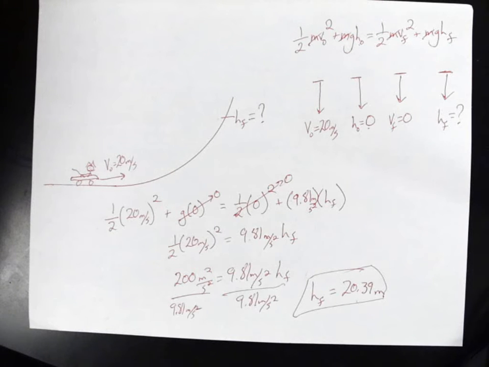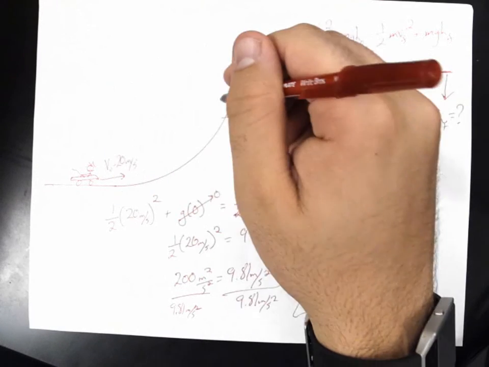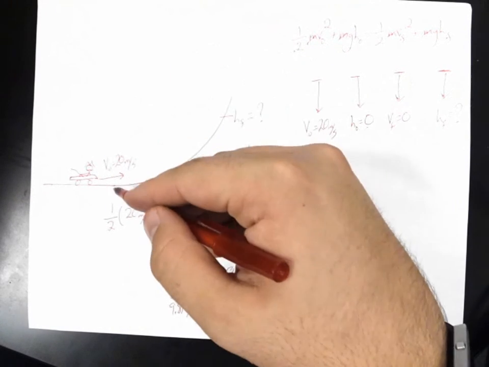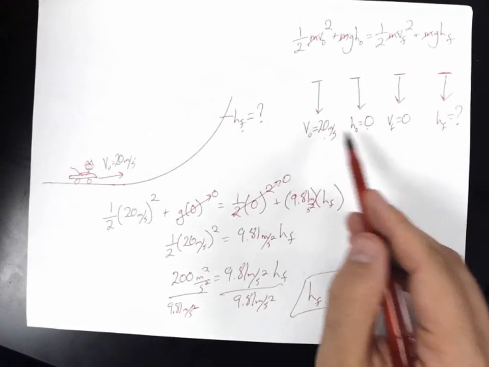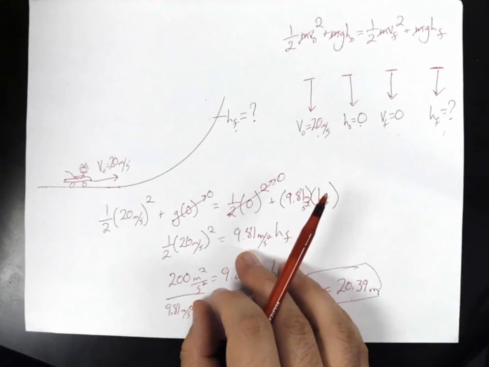There it is, guys. Now it's just a matter of remembering this process, okay? Remembering who's who. What is your initial speed at the bottom? What's your final speed at the top? What's your initial height at the bottom? What's your final height at the top? Knowing what those 4 terms are will tell you how to solve your problem.